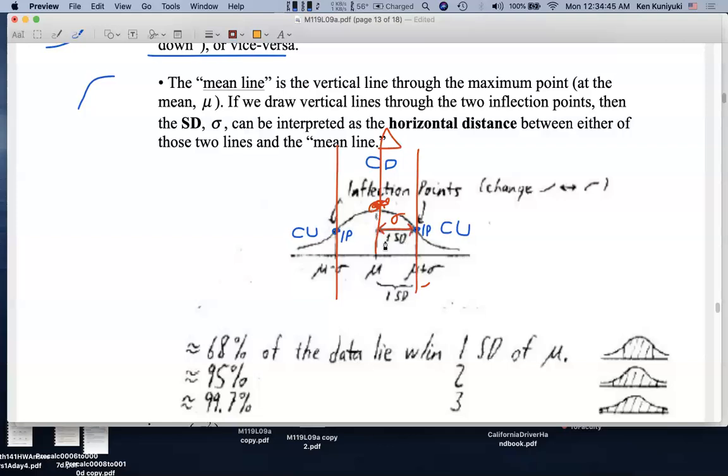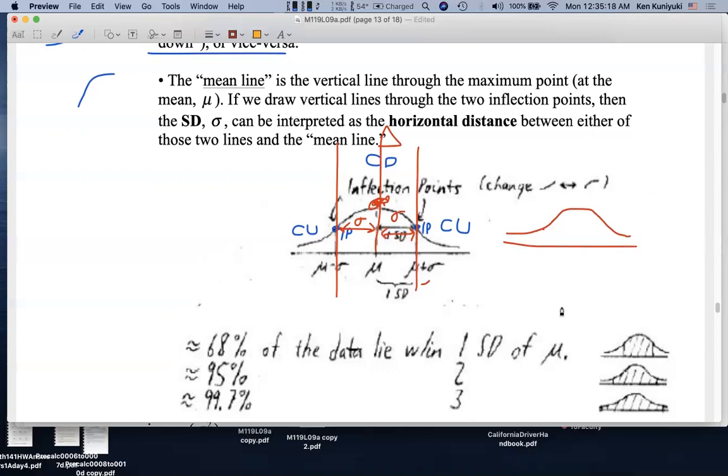That's by symmetry. If you have one standard deviation from the mean line to this inflection point to the right, then you have one standard deviation, 1 sigma, between the mean line and this inflection point to the left. Okay, so one standard deviation visually is the horizontal distance between the mean line and either inflection point. You don't have to know that, but it's nice to know if you want to draw pictures that are accurate with bell curves, normal curves.